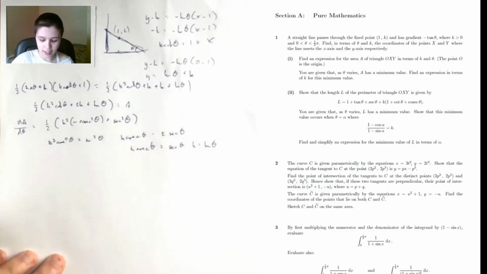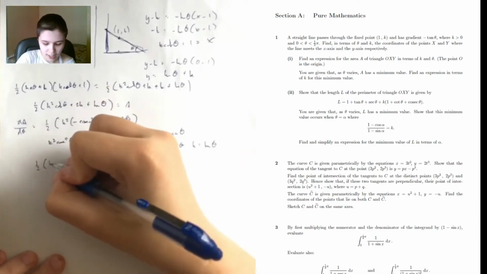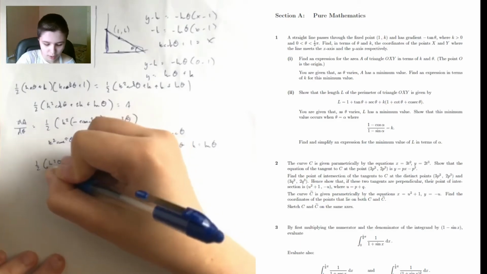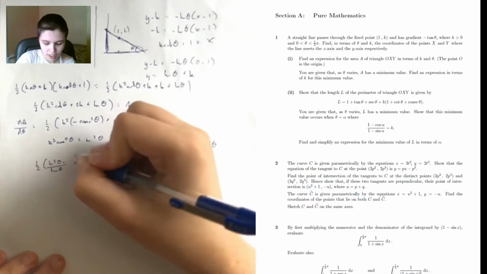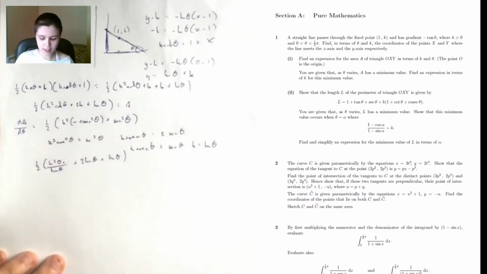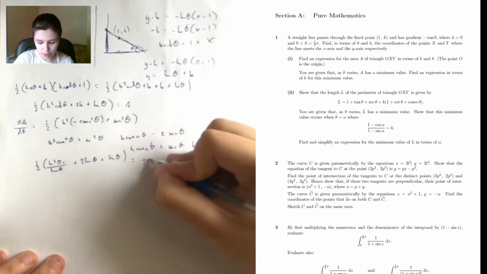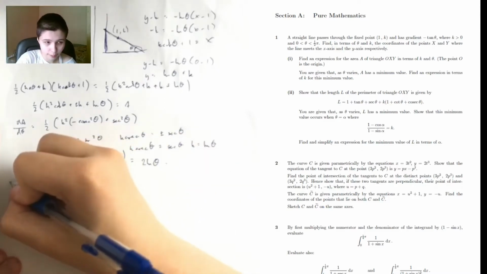Plugging this back into the equation, we get a half times tan squared theta times cot theta, which is 1 over tan theta, so tan theta, plus 2 tan theta, plus tan theta, and that's just 1/2 times 4 tan theta, so that's equal to 2 tan theta. Great. Part 2.